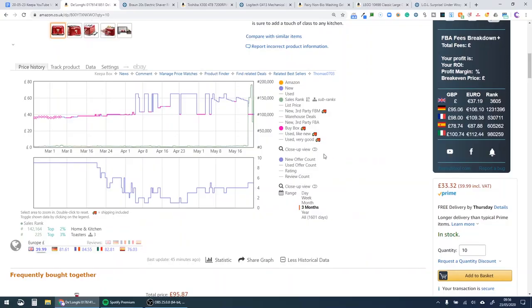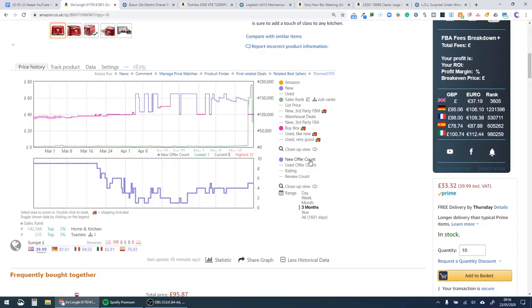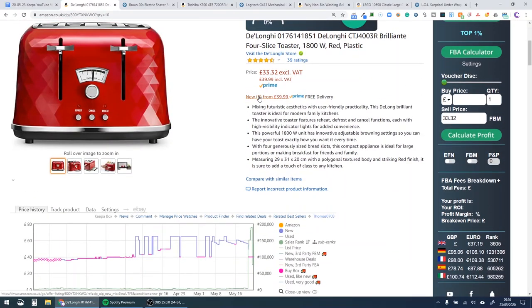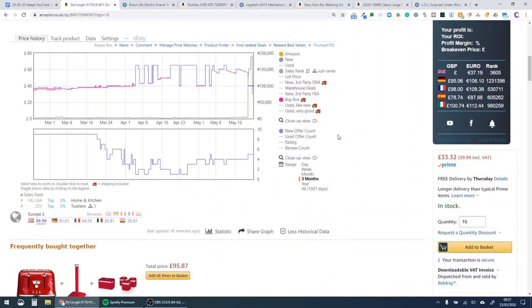But the next thing you really want to start factoring in is the new seller count, the new offer count here. And this is quite simply how many sellers are on this listing. Right now, if we scroll up, it's saying new five, i.e. there are five sellers in total on this listing who are selling this product. And what Keepa's doing is recording that number. So right now you'll see the new offer count is five.